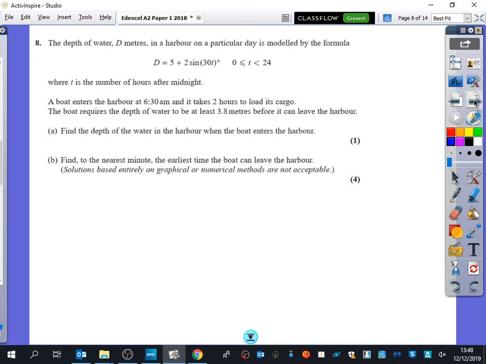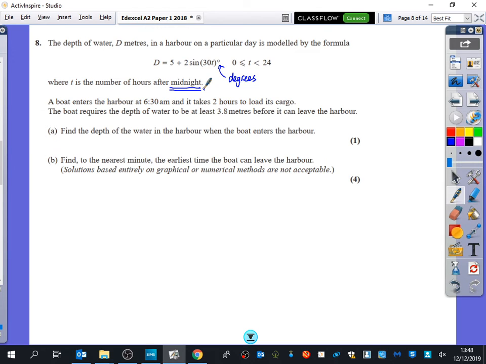We will do question 8 as well, and then we'll take a little break. So the depth of water, d meters in a harbour on a particular day, is modelled by the formula d equals 5 plus 2 sine of 30t. Look at this. It's got a degrees sign. Many of you forgot that actually this was a degrees question. You had your calculators in radians mode, where t is the number of hours after midnight.